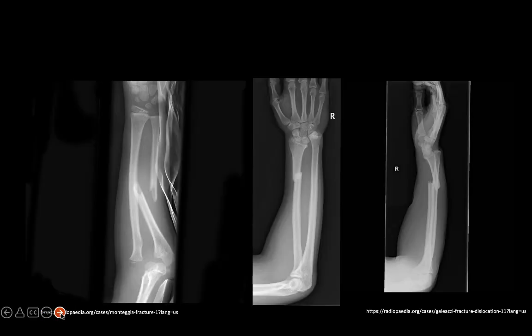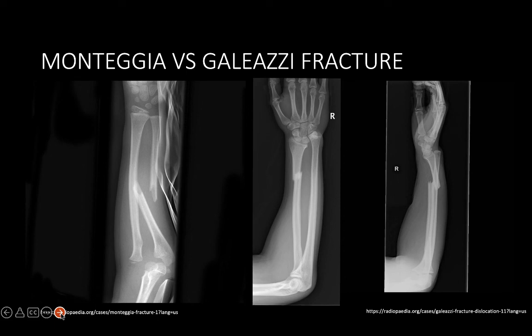Now, Galeazzi and Monteggia are a little more problematic because they involve fracture and dislocation. I always use the acronym GRUM to remember what's fractured with Galeazzi versus Monteggia. Sorry, I'm doing this with a mouse. So in Galeazzi injuries, the radius is fractured. And in Monteggia injuries, the ulna is fractured. And then, of course, the other bone is dislocated.